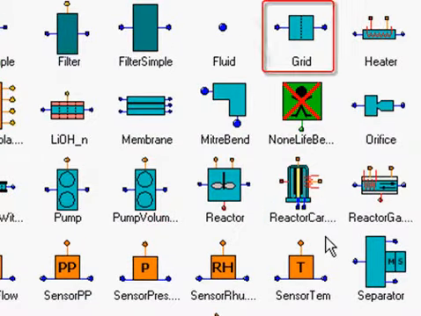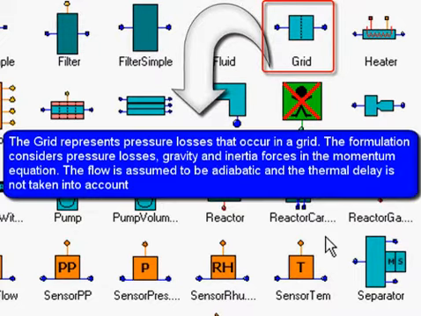This component represents pressure losses in the grid. The formulation considers pressure losses, gravity and inertia forces in the momentum equation. The flow is assumed to be adiabatic and the thermal delay is not taken into account.